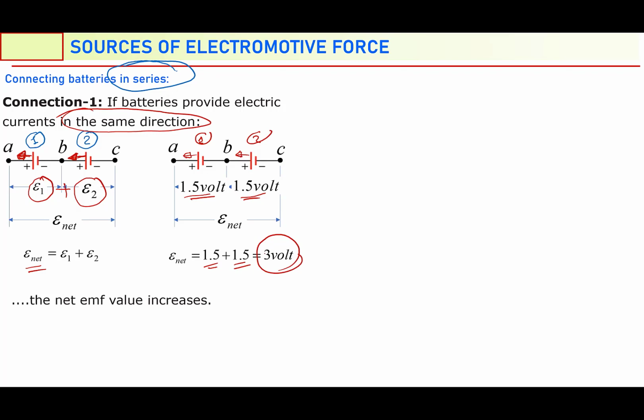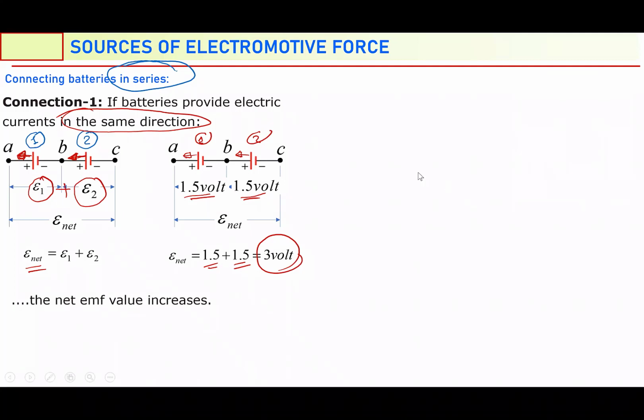When you look at many devices, for example the remote control devices you have in your classroom, you are going to see that there are two batteries. Why do they use two EMF sources? Because one EMF source, 1.5 volt, is not enough to operate this remote control device. That's why they put two batteries in series, and so the net EMF becomes 1.5 plus 1.5, which is 3 volt. So 3 volt is enough to make this remote control run properly.